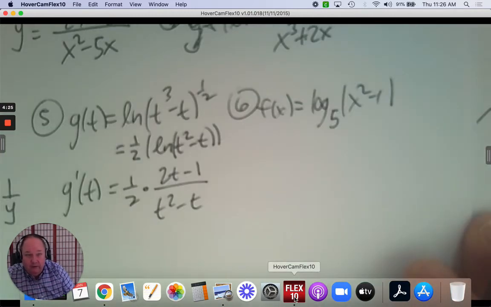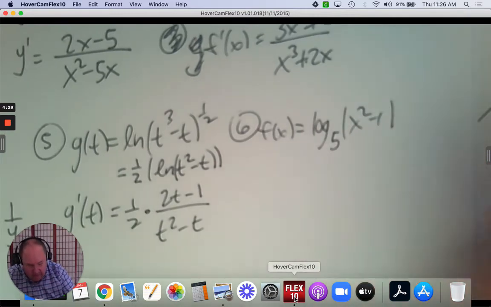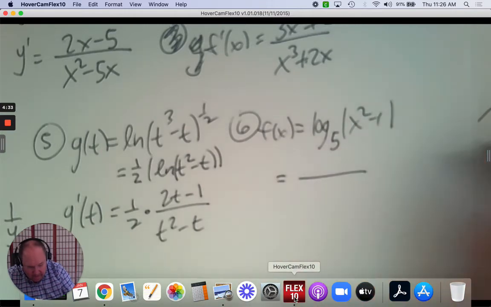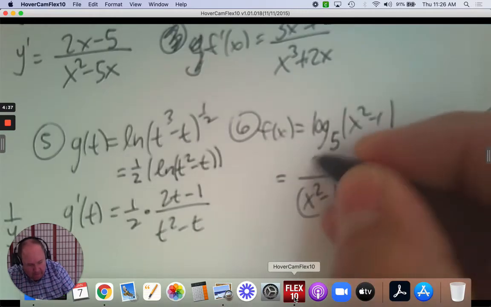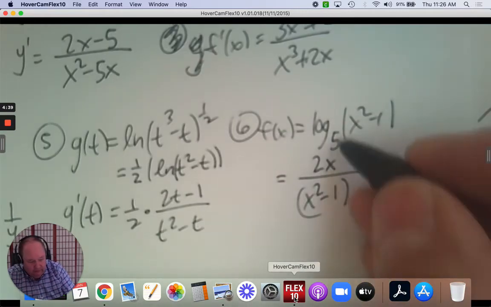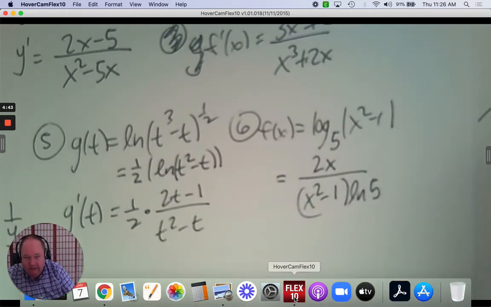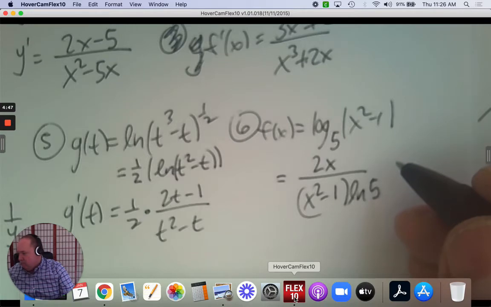For number 6, if it's a logarithm and it's not a natural logarithm, you just need a ln 5 as a hook in the denominator. So what you see, x squared subtract 1, the derivative 2x. Because the base is 5, I need an extra hook, ln 5, in the denominator, and now that completes the derivative rule. Number 7.